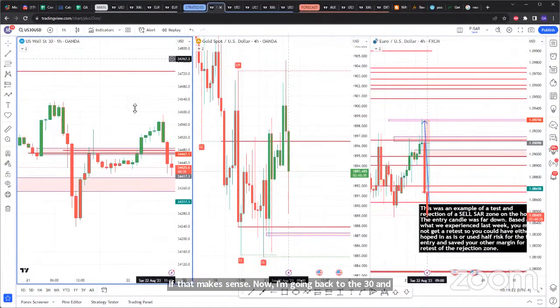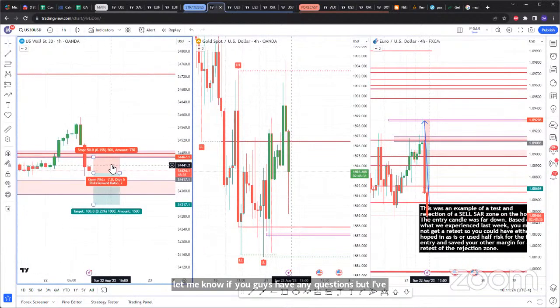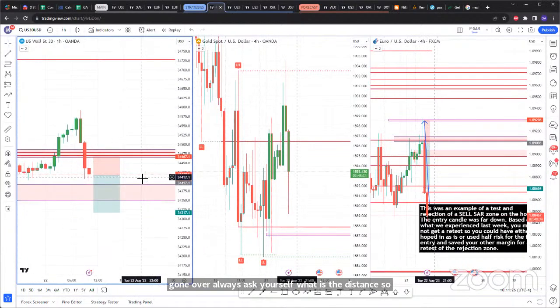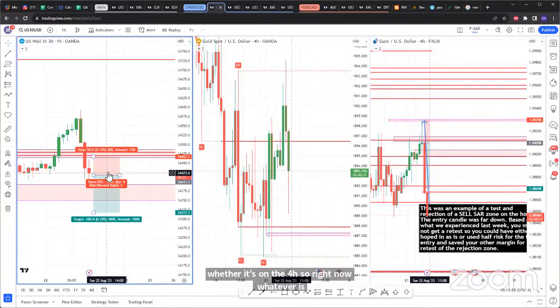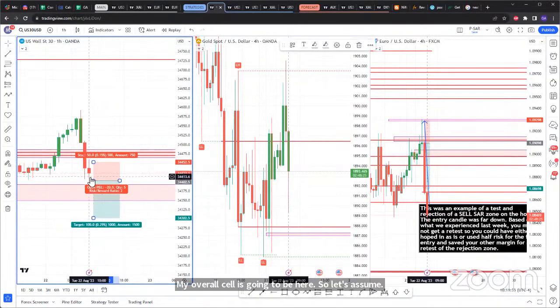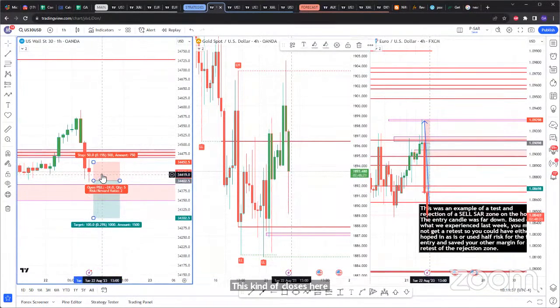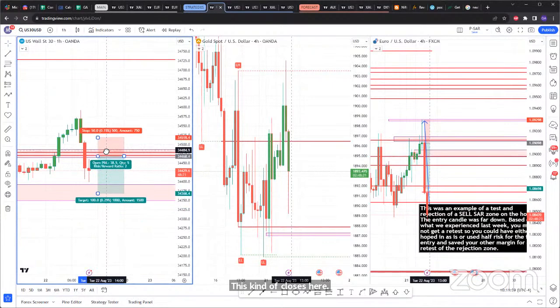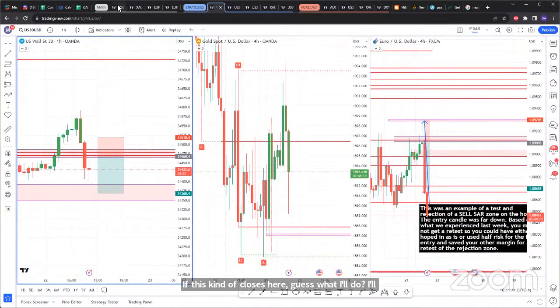always ask yourself, what is the distance? So whether it's on the 4 hour, so right now, whatever is happening on US30, I don't like this. As much as I'm in a sell right now, my overall sell is going to be here. So let's assume this candle closes here. If this candle closes here, guess what I'll do? I'll wait for US30 to retrace here, and then I'll do exactly what I've shown you guys.